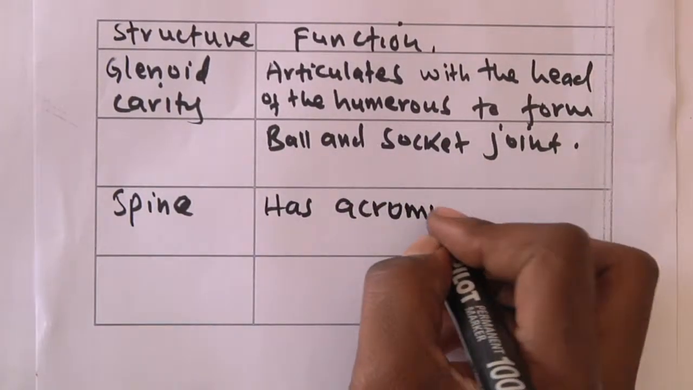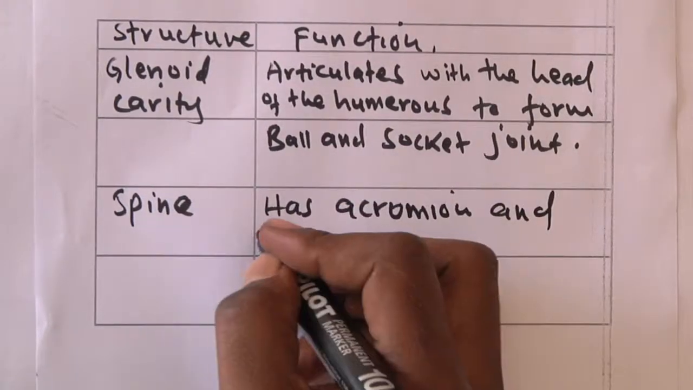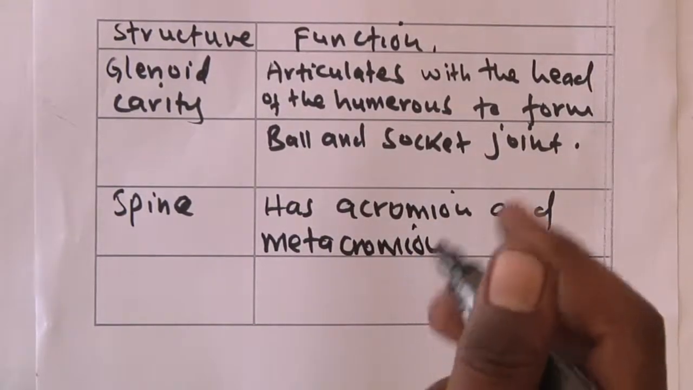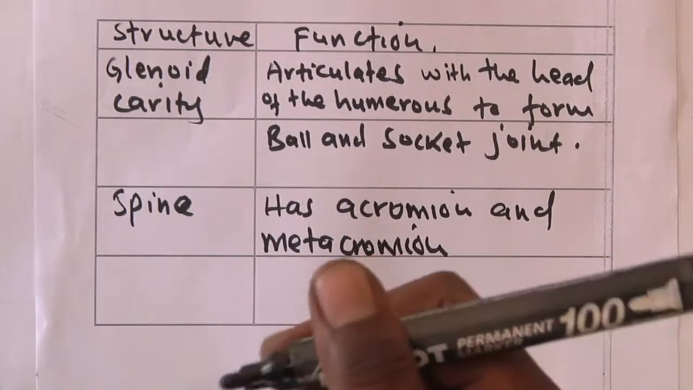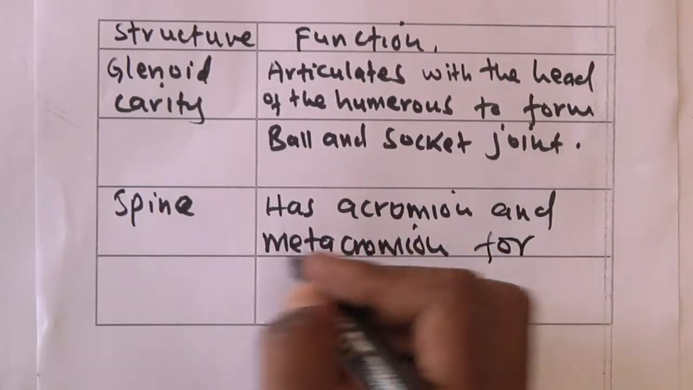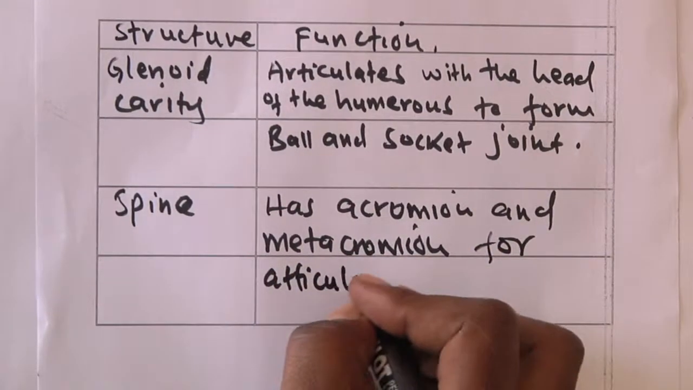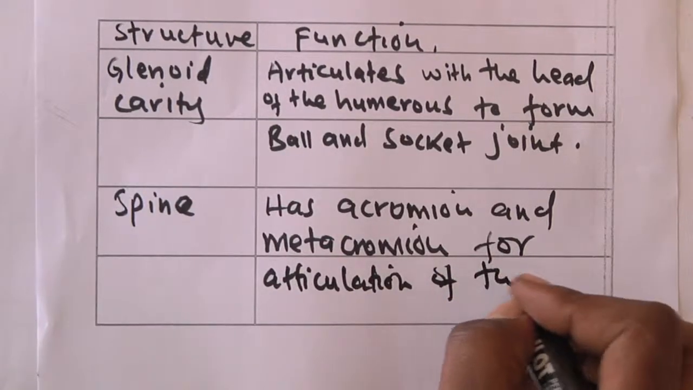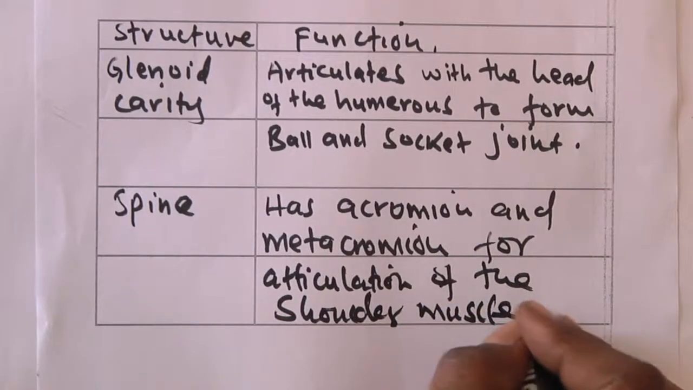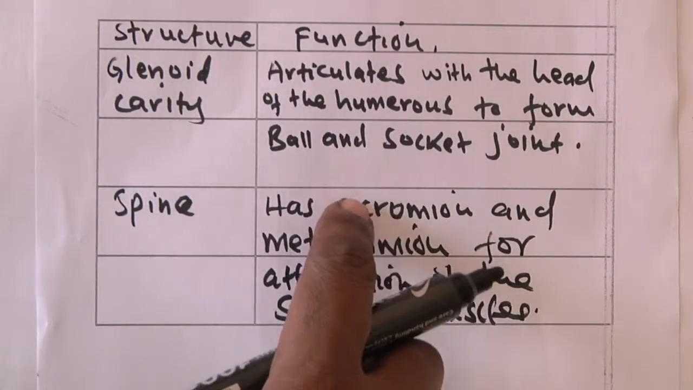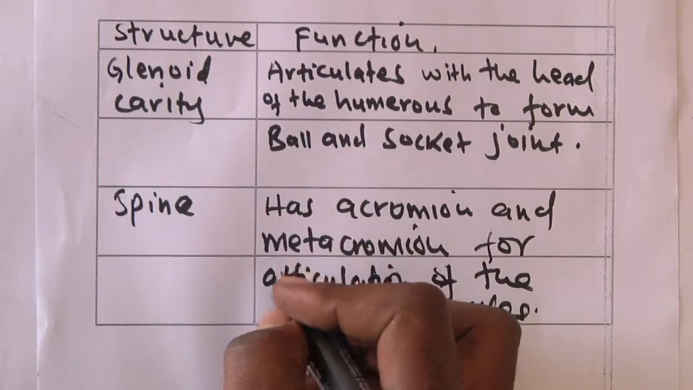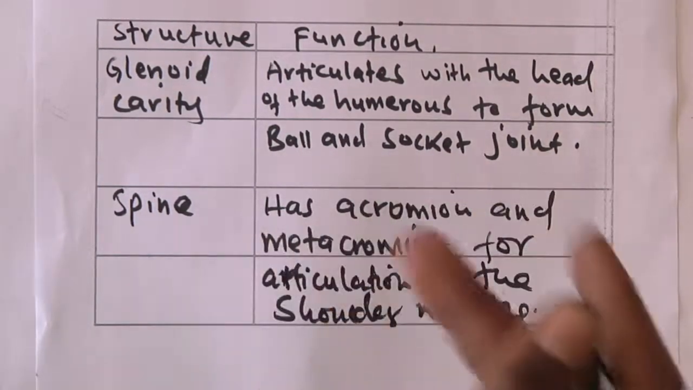So this one has acromion and metacromion, which are important because they're going to provide surface area for articulation of the shoulder muscles. So these shoulder muscles are going to be articulating on the acromion and metacromion that are structures found on the spine. So it's going to provide that point of articulation.